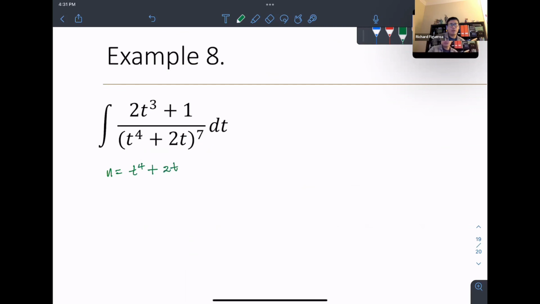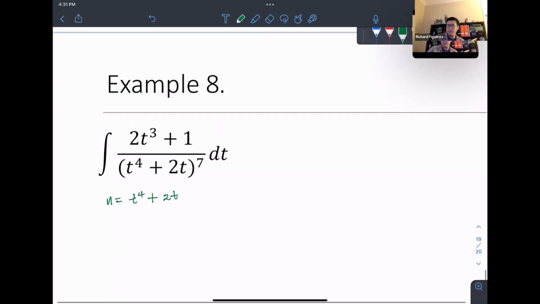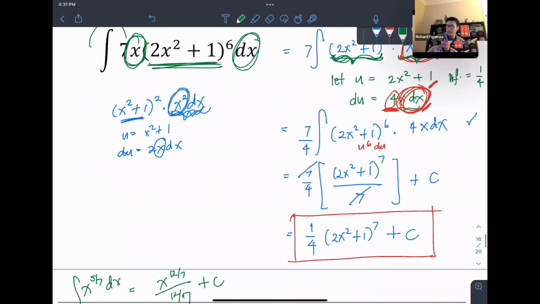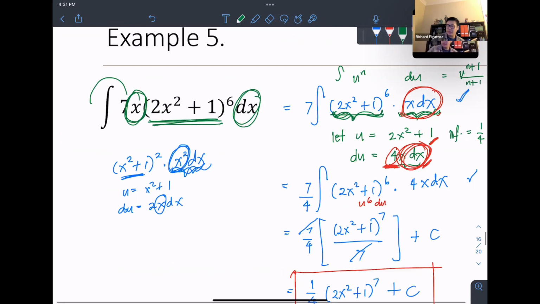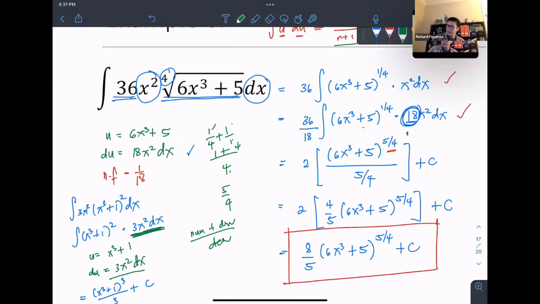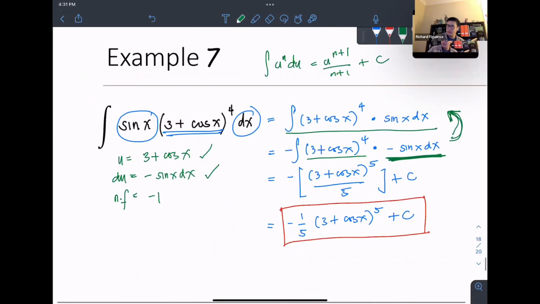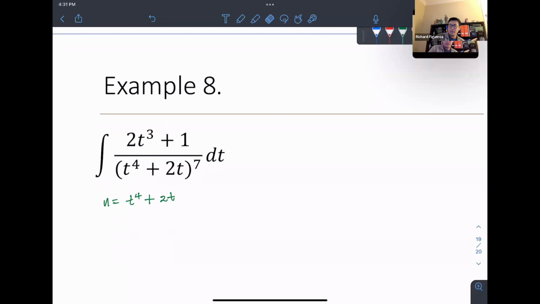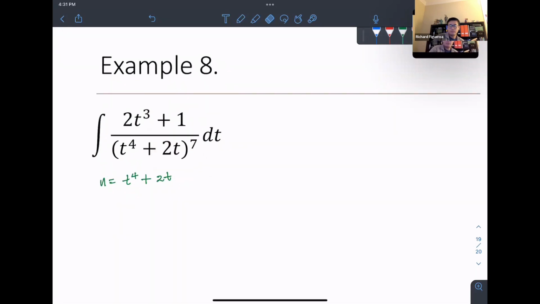What's the difference of our u with this example as compared to the other example? Ito yung mga u natin kanina. Ayan. 2x squared plus 1 raised to 6. Ito, raised to 1/4. This one is 3 plus cosine raised to 4. So what's new with this example? Anong kakaiba? Denominator po. Very good. So it's on the denominator.